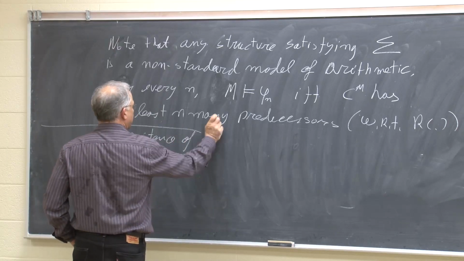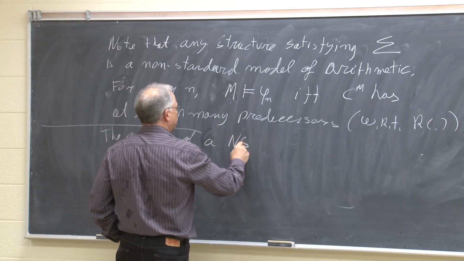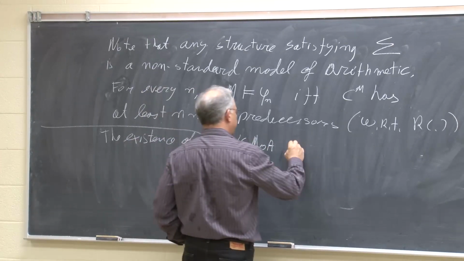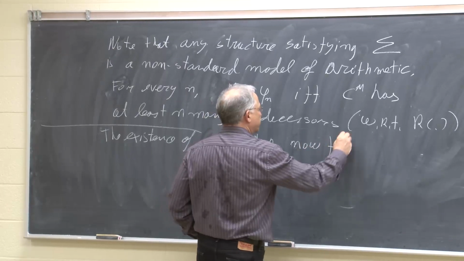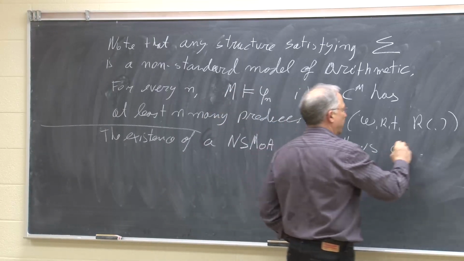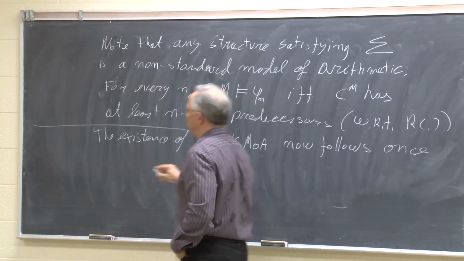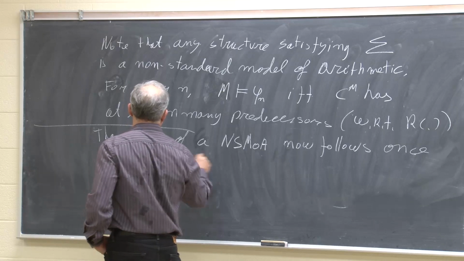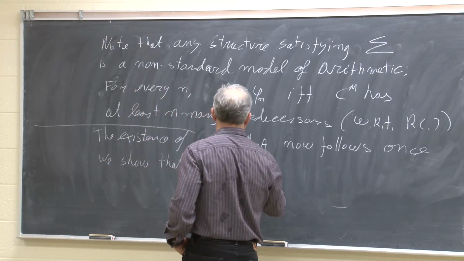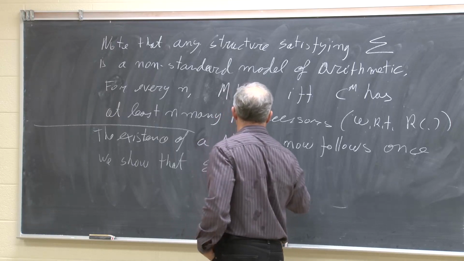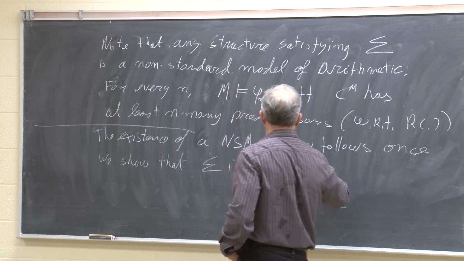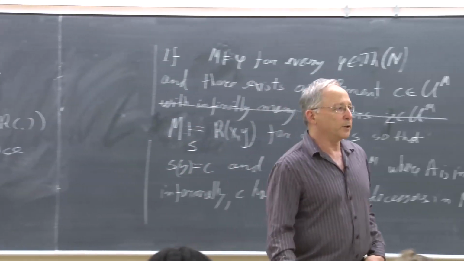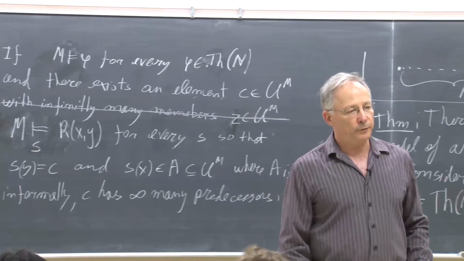so the existence of a non-standard model of arithmetic now follows once we show that sigma is satisfiable. Right? Because satisfiable means it has a structure. Every structure will be a non-standard model of arithmetic.